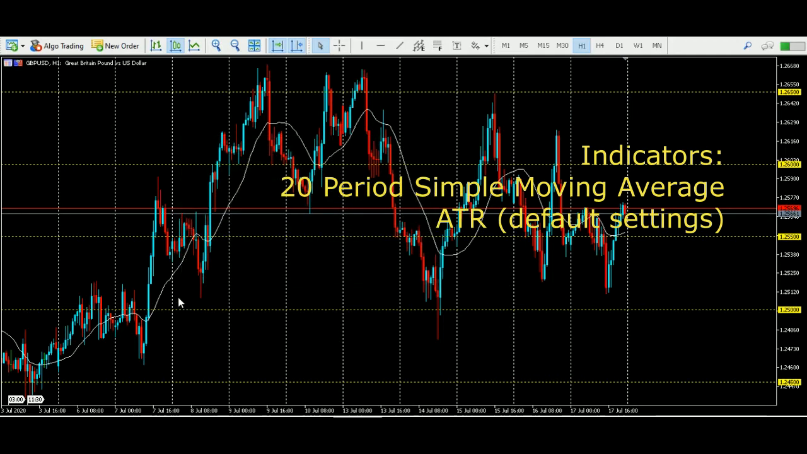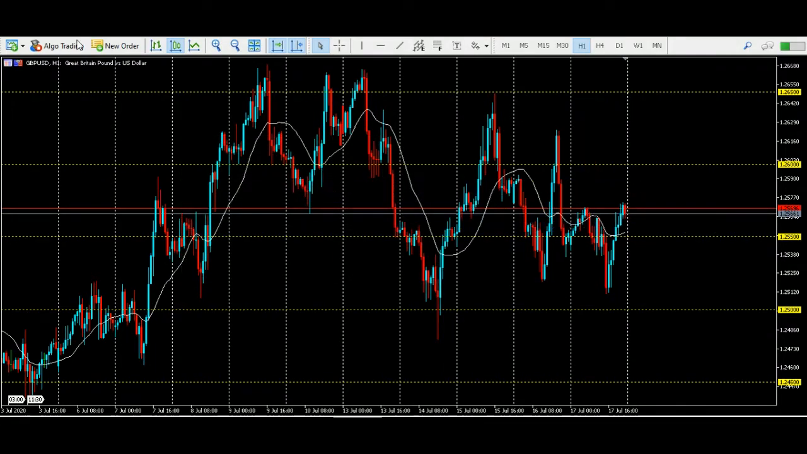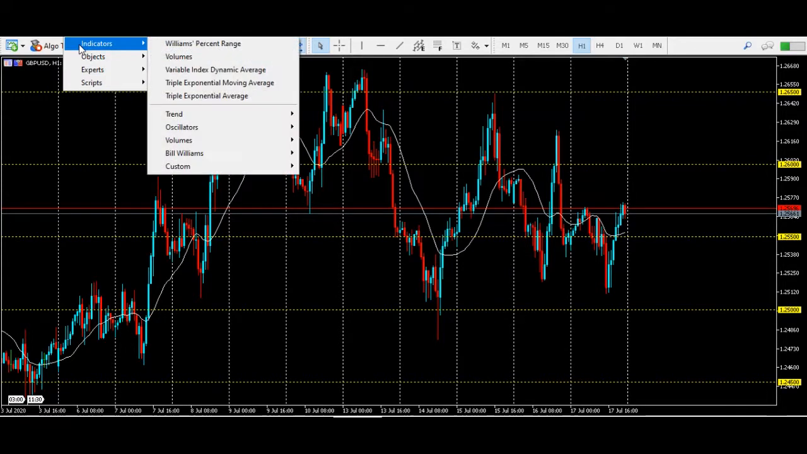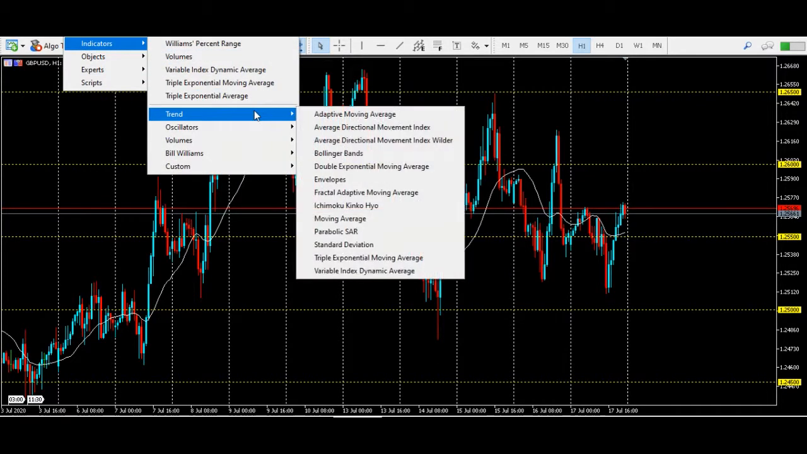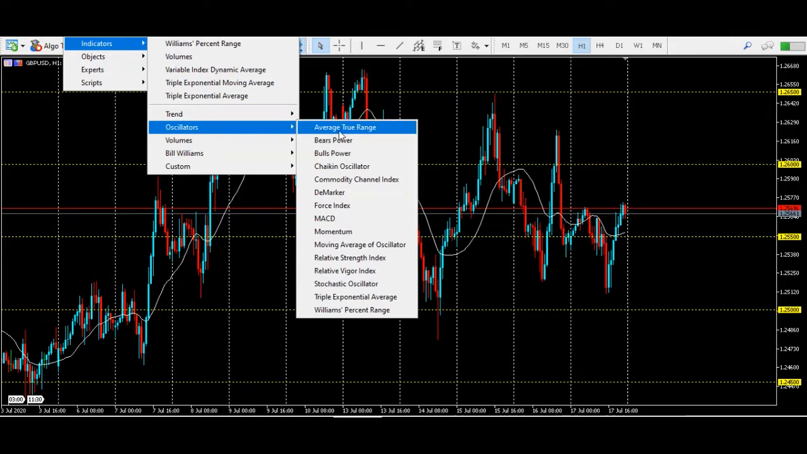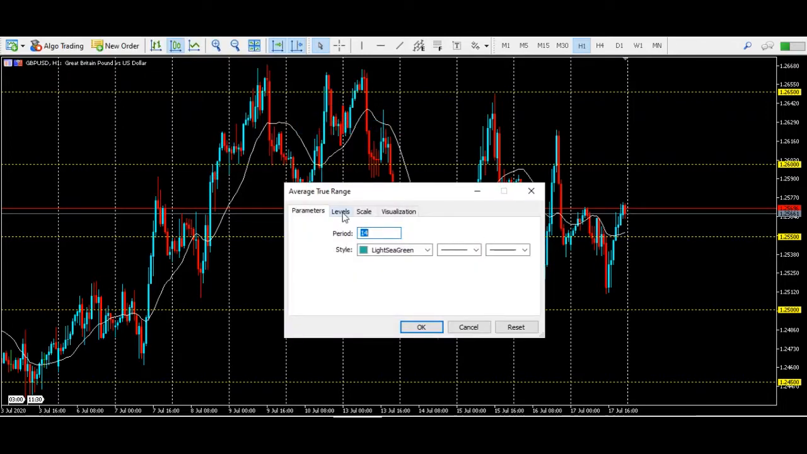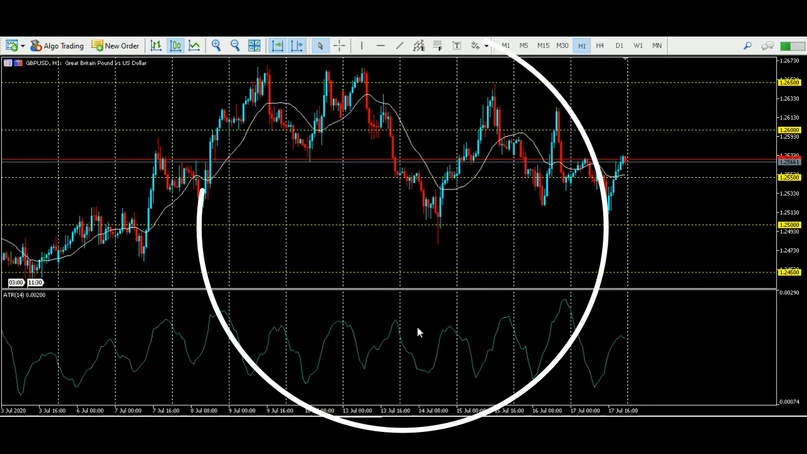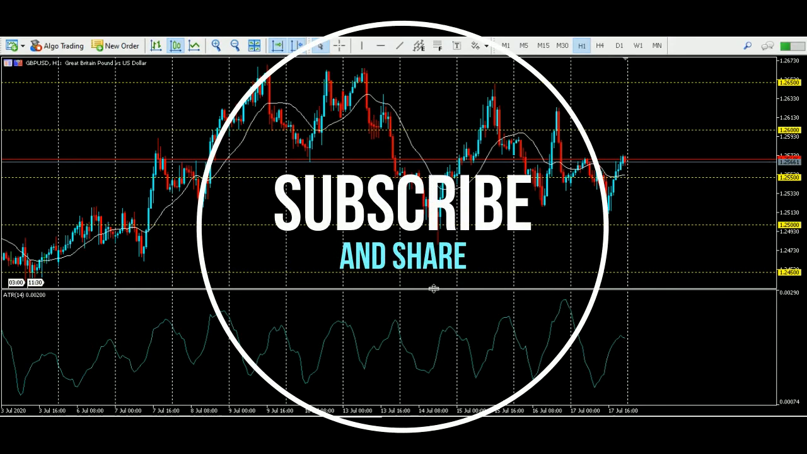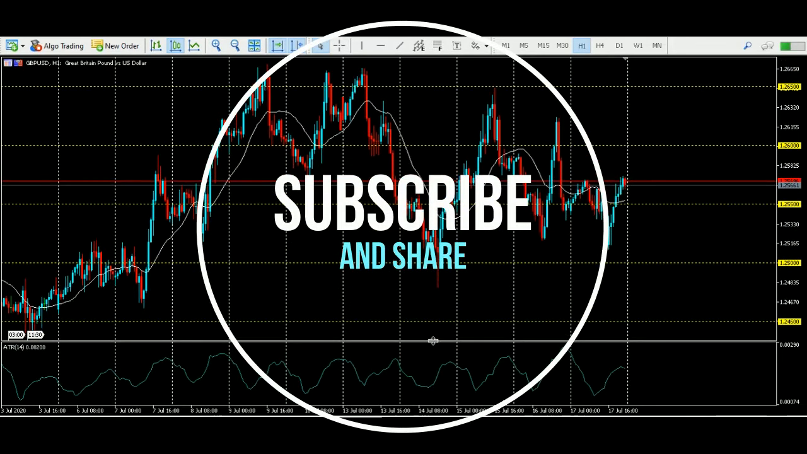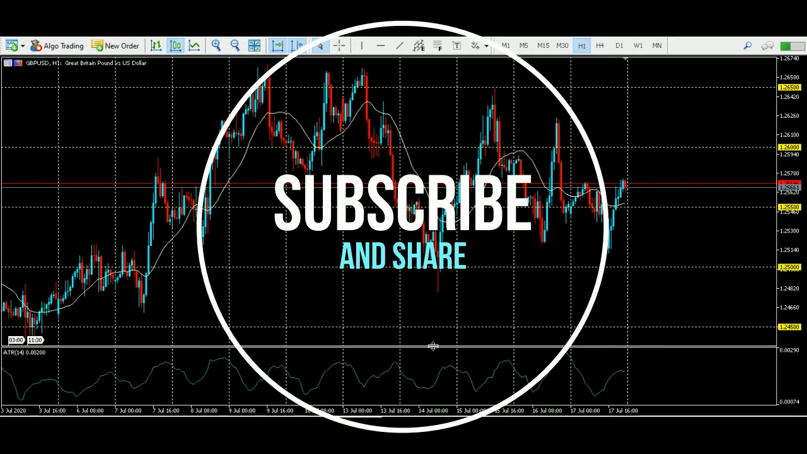The other indicator that we're going to need is the average true range. We're not going to change any of the settings. We leave it at the default settings, so that's period 14. Let me just adjust it so that it doesn't use up a big chunk of my screen. All right, there it is.